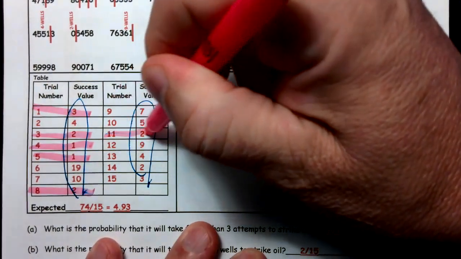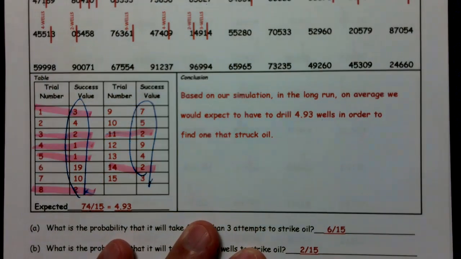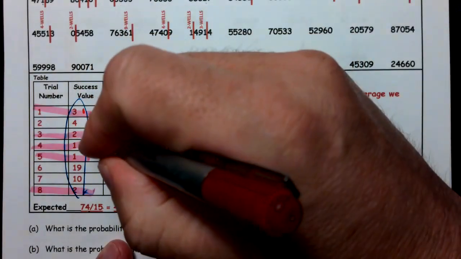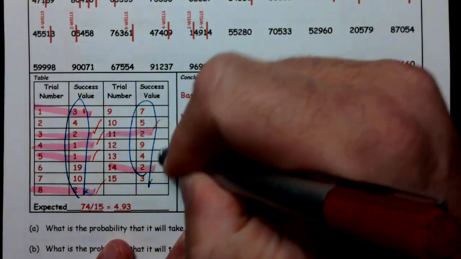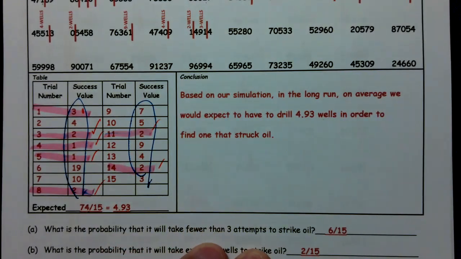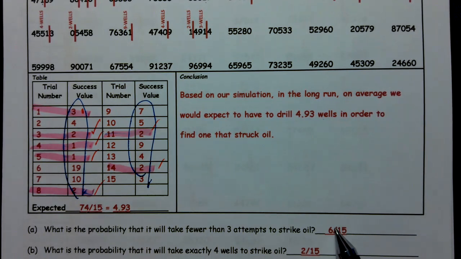Oh, excuse me. It said fewer than 3. So I should not have counted this one. So this is 1, 2, 3, 4, 5, 6. So 6 of them. So 6 out of the 15 is my answer. Now I could reduce it and turn it into a percent, but that'll work. 6 out of 15.